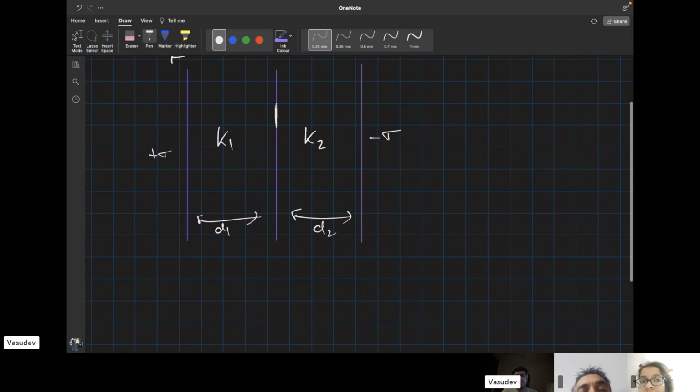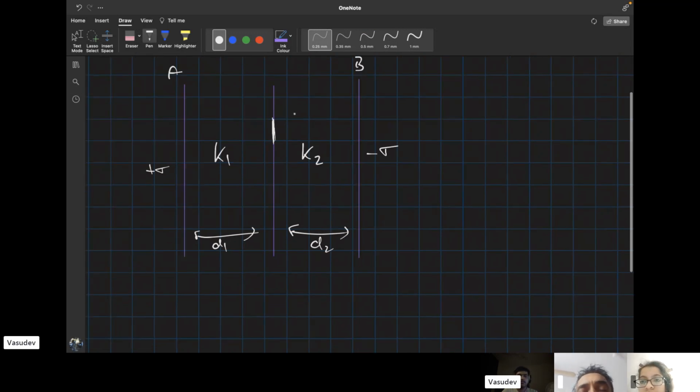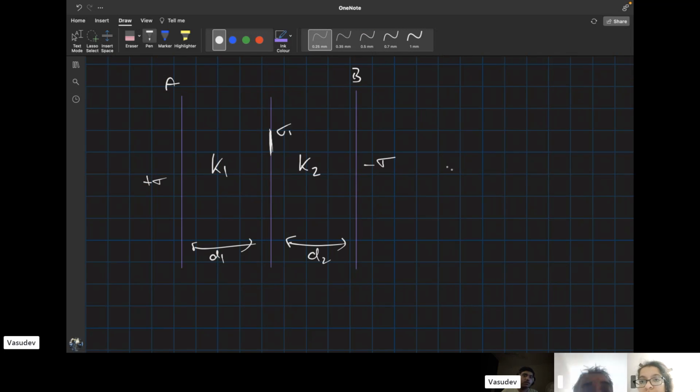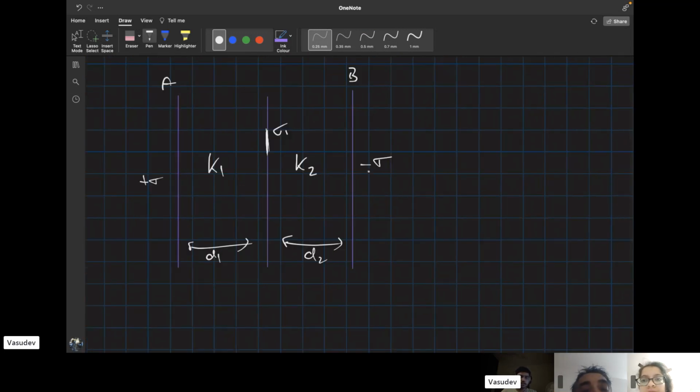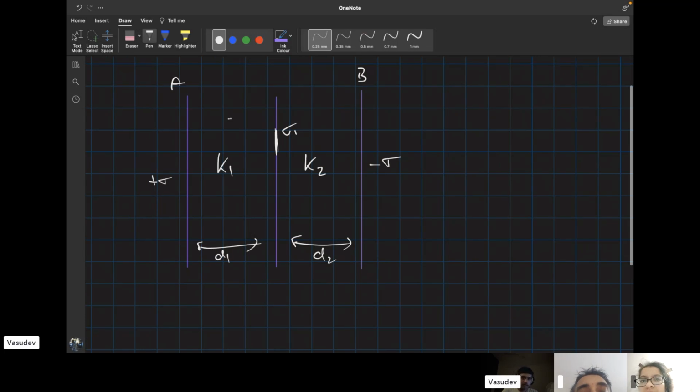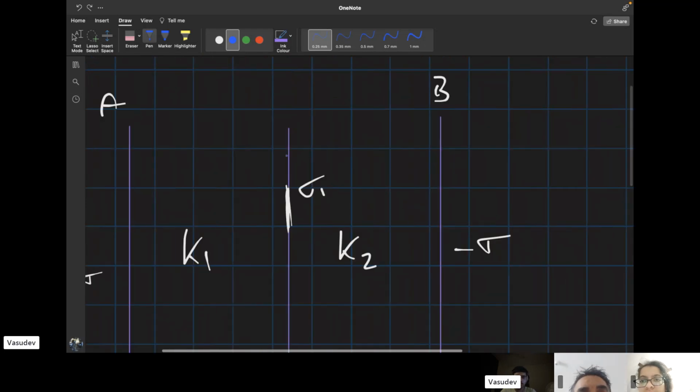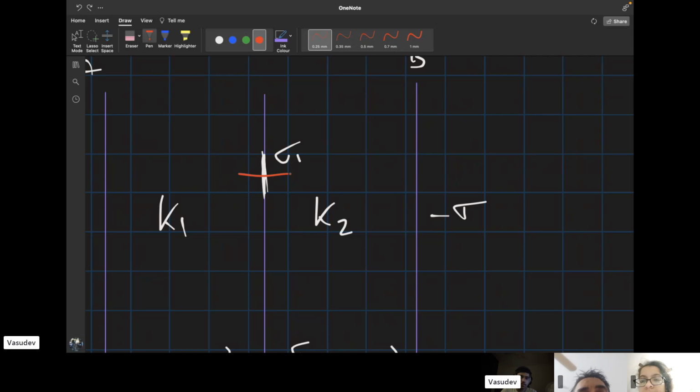Charge density, right? For example, let's call this sigma 1. Okay, so we have to find sigma 1. Well, we could exploit the same method we used in the last class. Draw a pillbox. If I could zoom in and use a better color, right? That's going to be my pillbox.